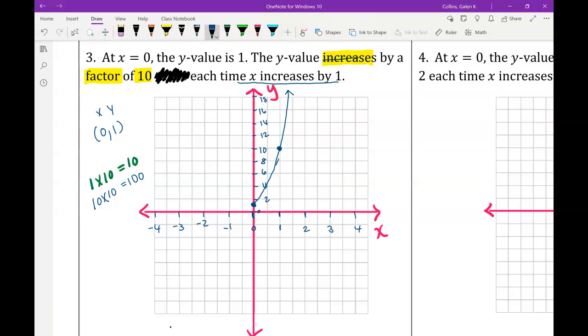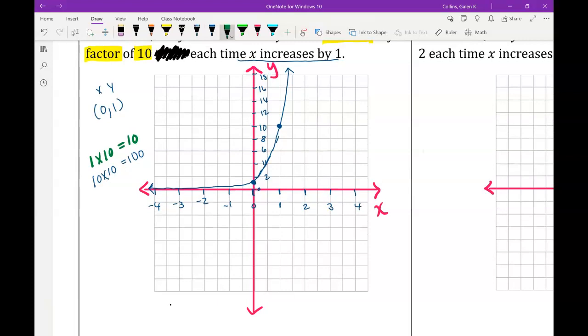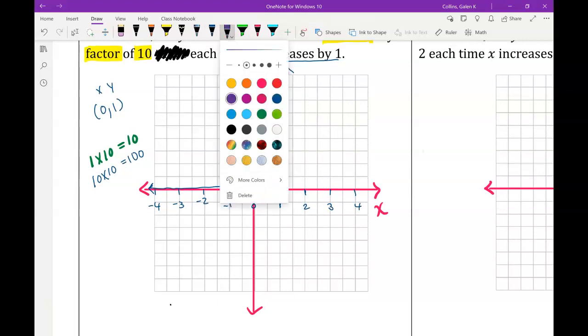And then on the left-hand side of the graph, I need to remember that if I go backwards, it's like I'm dividing by 10, but I'm never going to reach 0. So what we could practice is something we do often in Algebra 2, which is I could show on my graph that I have a horizontal asymptote.